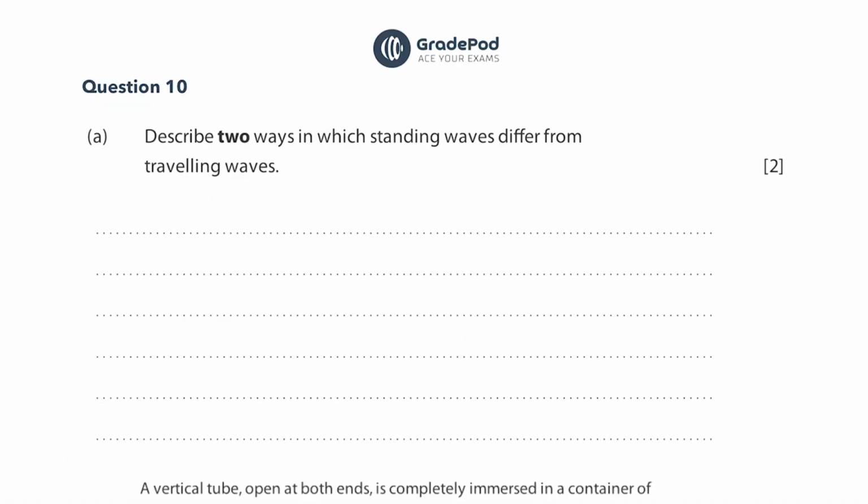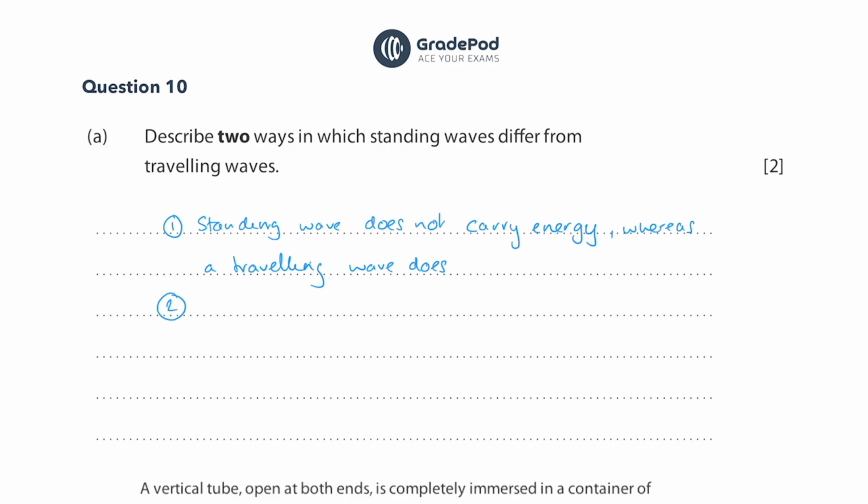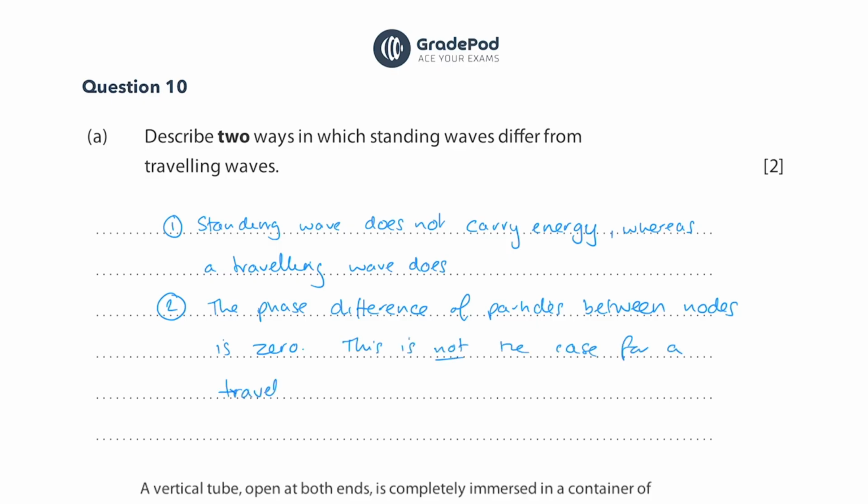Question 10. Describe 2 ways in which a standing wave is different from a travelling wave. The first way is that a standing wave does not carry energy, whereas a travelling wave does. And the second point I would say is to do with phase difference. The phase difference of particles between nodes is 0. This is not the case for a travelling wave.